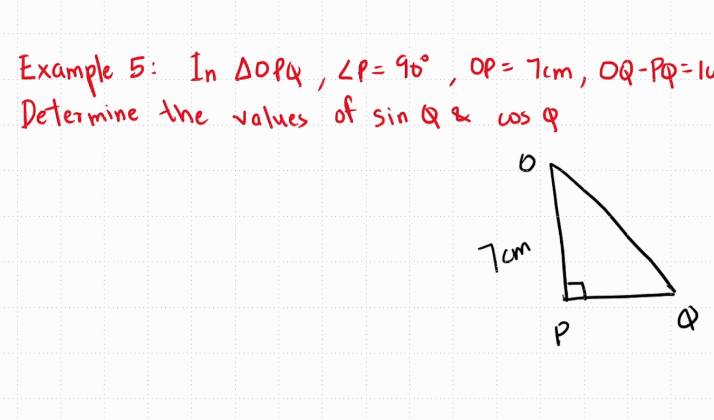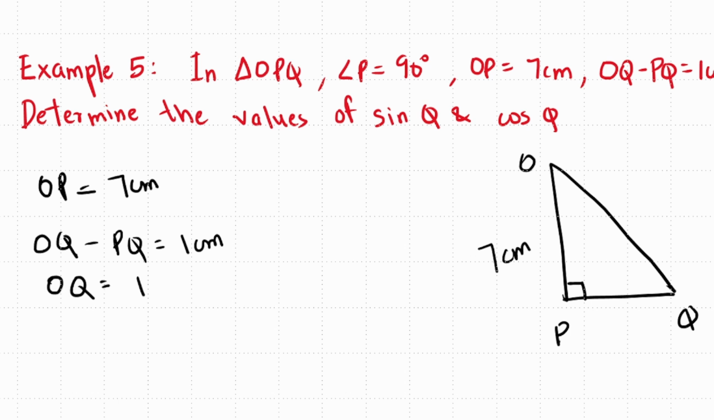You only know one side, right? You need to find the other two sides. But how will you find the other two sides? If you carefully check, OP 7 centimeters they have given, right? Now OQ minus PQ they have given 1 centimeter. What are you gonna do? Let's do a small arrangement. That is, OQ we'll write as 1 plus PQ. It's possible, right? I just took this PQ to the other side. I just did a transpose. That's it. So you got OQ equals 1 plus PQ.